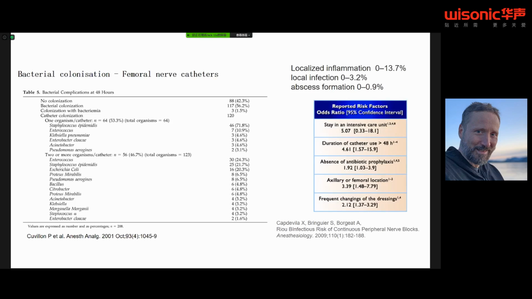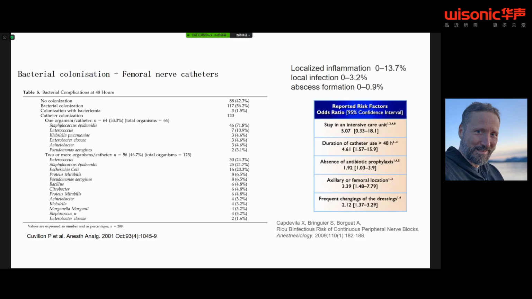There are risk factors associated to such infections: stay in an intensive care unit, the duration of catheter use, absence of antibiotic prophylaxis, the axillary or femoral localization, and frequent changing of dressing are some of these factors, as shown by Capdevila and colleagues. Luckily, those infections or those colonizations are very seldom serious, and the incidence of an abscess formation is less than 1%, probably very much lower.